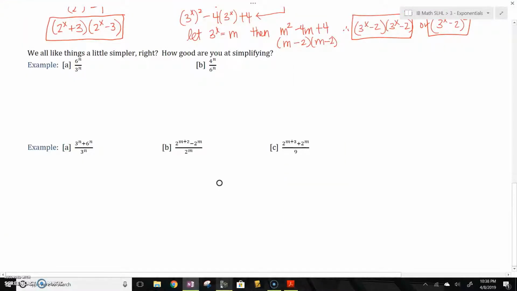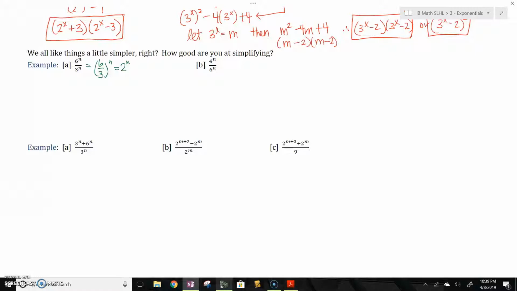Let's see. How could I write this? This is 6 to the n, and that is 3 to the n. So is there anything fancy I can do there? Well, I could say that this is 6 over 3 to the n power, which would just be 2 to the n, right? And there you go. That looks a whole lot prettier, or a whole lot more simple than it would have before.